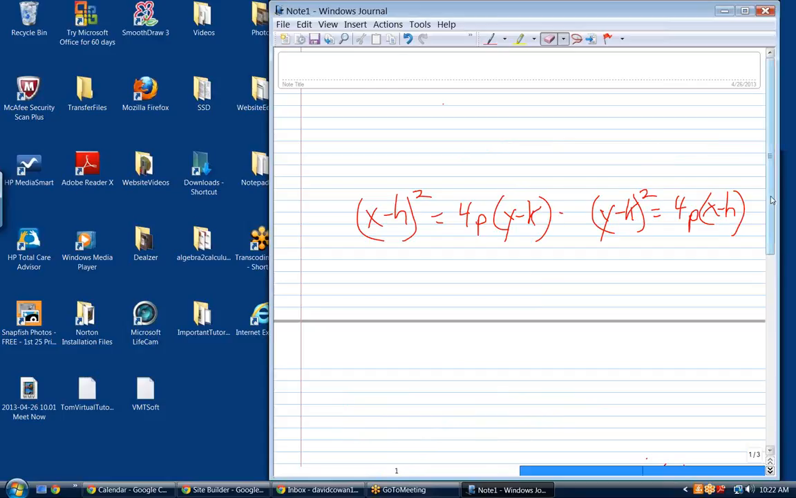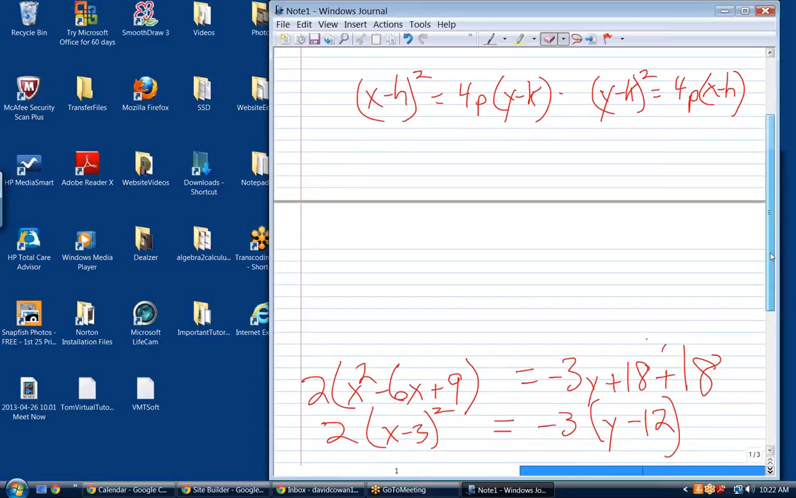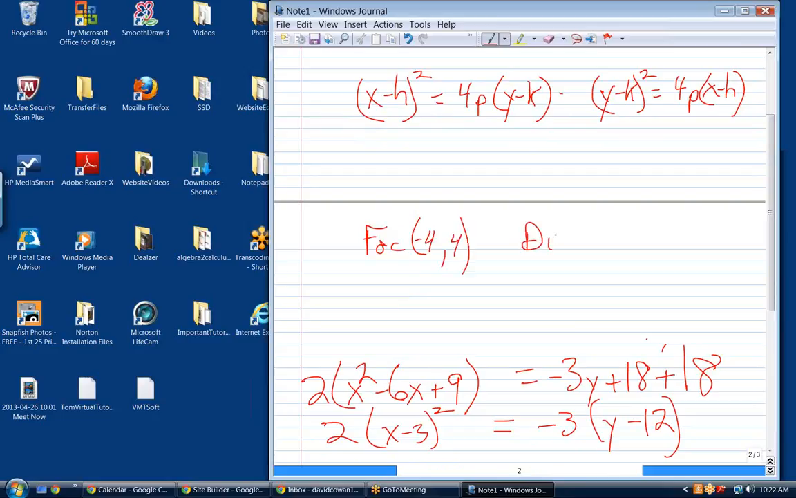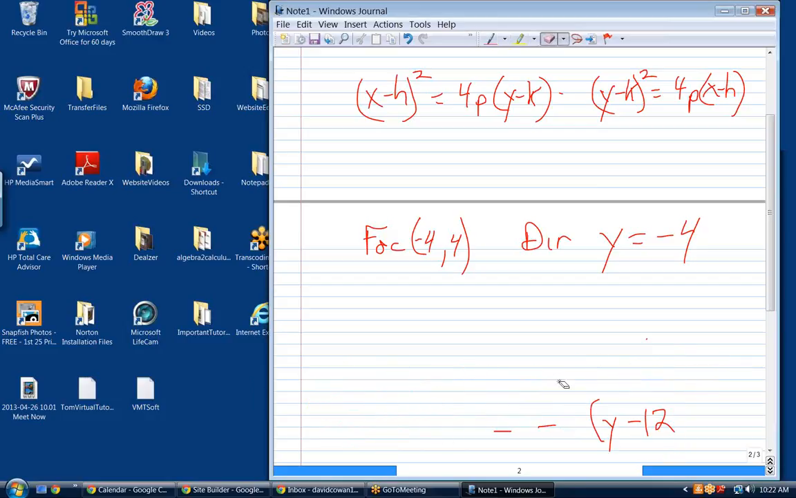Now let's try this one. Determine the equation of the parabola that satisfies a given condition. Focus at -4, 4. Directrix y equals -4. The focus is -4 and 4? Mm-hmm. And the directrix is y equals -4. So it looks like, is that all we know? Yeah.